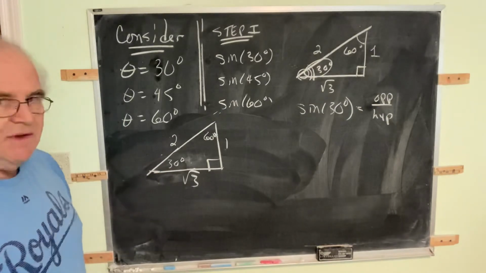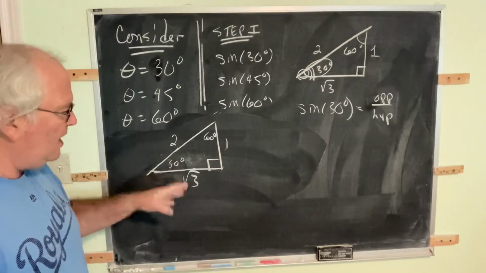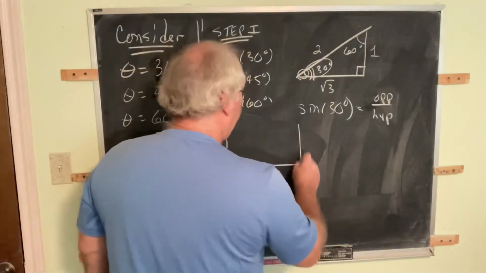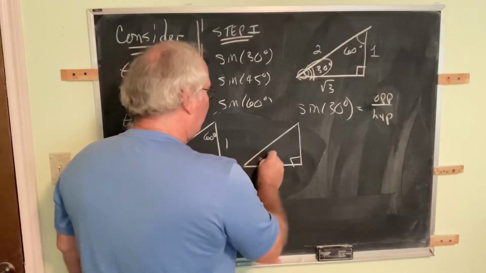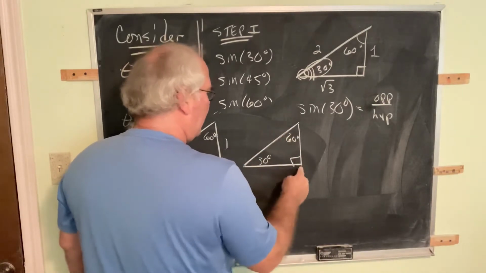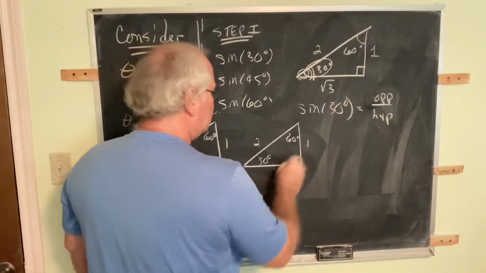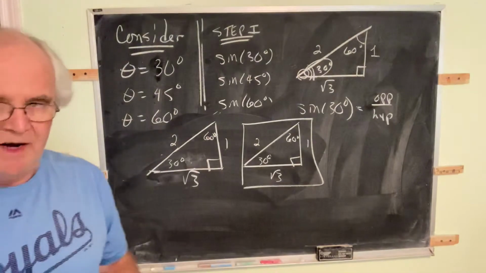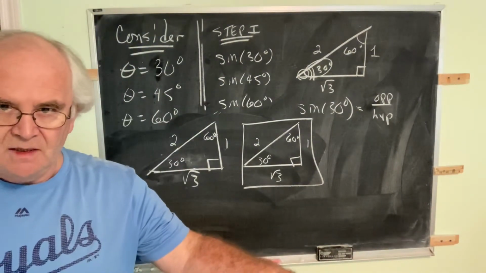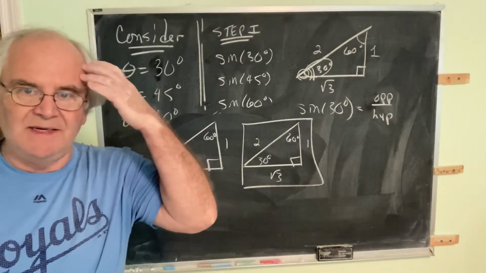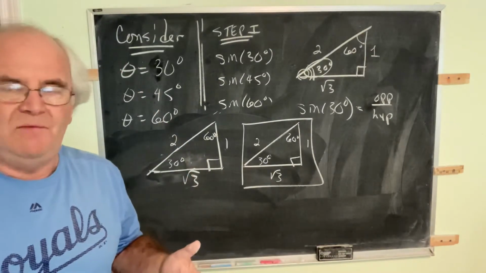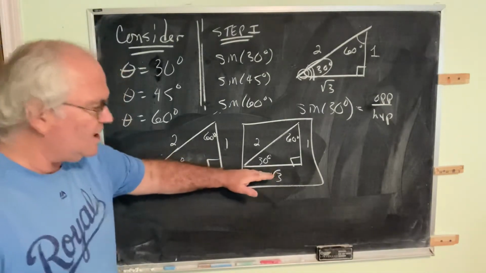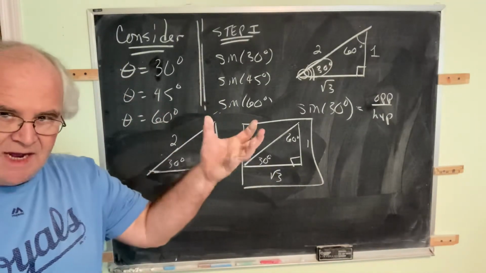All right, so what is the basic 30, 60, 90 triangle? This is the basic 30, 60, 90 triangle. This is 2, this is 1, this is square root of 3. That should be automatic. You should visualize it in your mind's eye in one-tenth of the time it takes to draw this. It takes 10 times longer to draw this than it does to visualize it in your mind's eye.